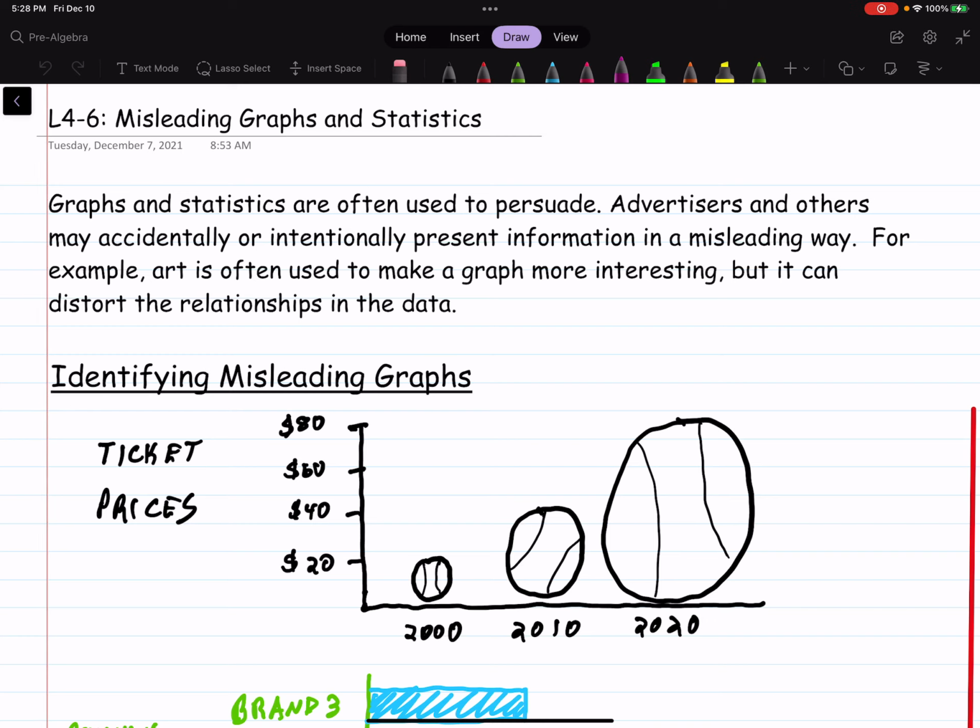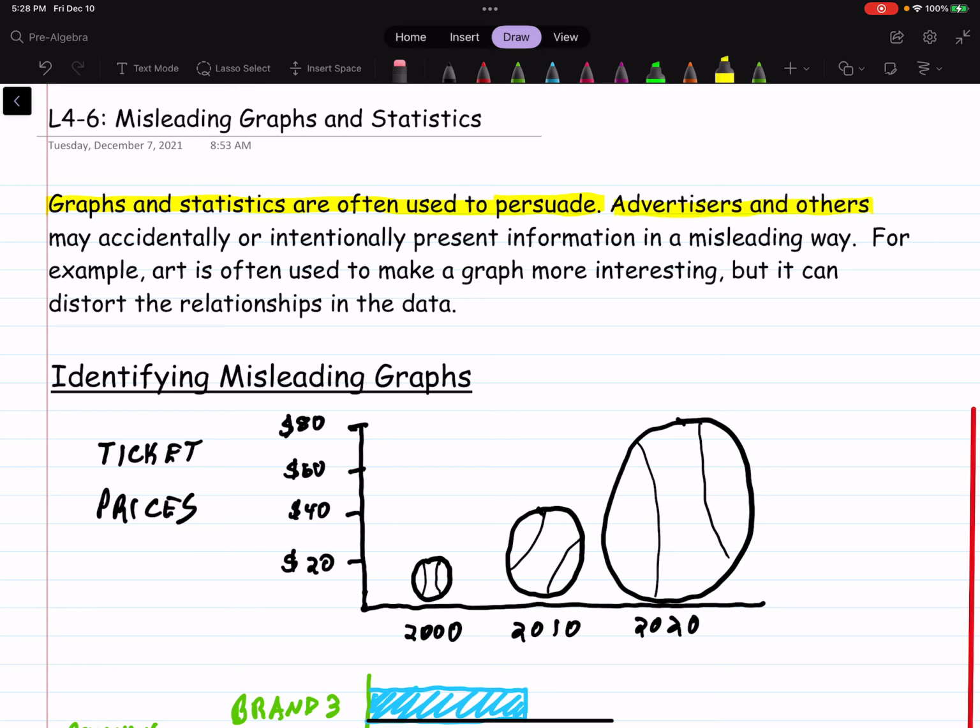Okay, let's talk about lesson 6 in chapter 4, misleading graphs and statistics. There's many things that happen when you see a graph or a statistic on the internet or on TV or hear it from somebody. You are trying to be persuaded to purchase something, to change your point of view, or do something like that, is often what the case is.